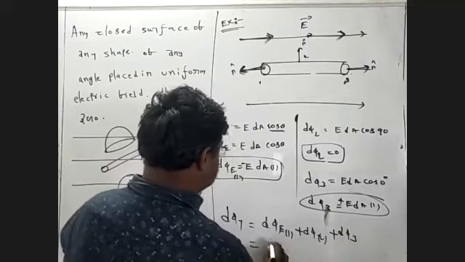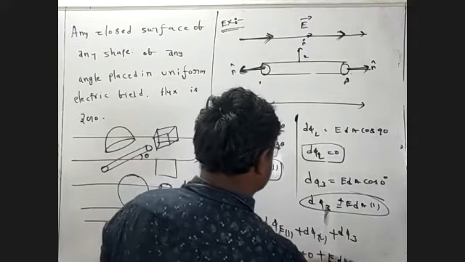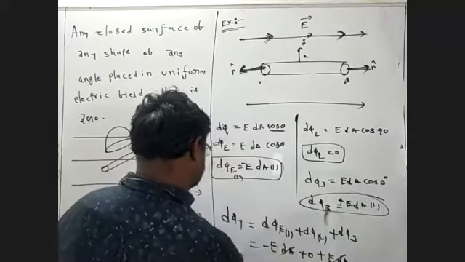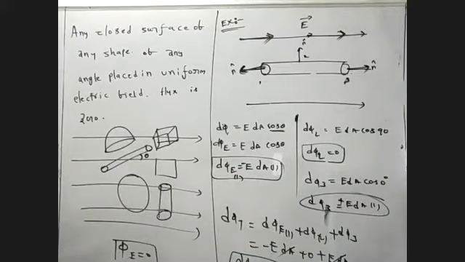So what is the net flux? Minus E dA plus 0 plus E dA. So the total flux is 0. We can take a simple way.